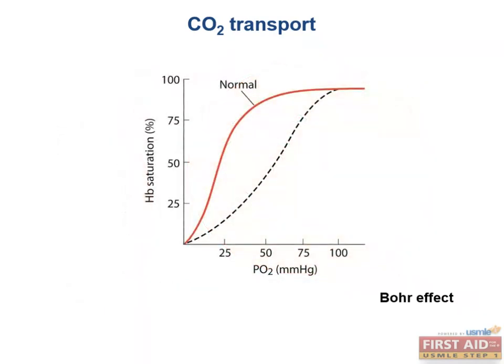As we alluded to earlier, the Bohr effect is when the increased H+ ion concentration in the peripheral tissues shifts the oxygen-hemoglobin dissociation curve to the right and favors oxygen unloading into the tissues.